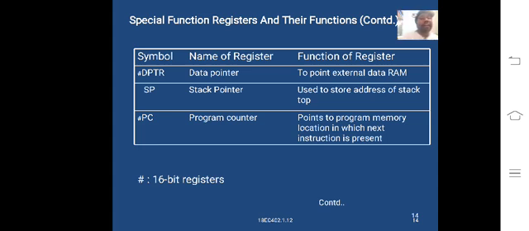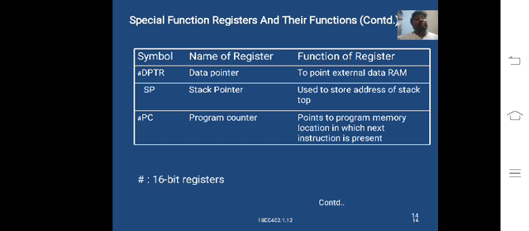The name of the DPTR register is data pointer. The function of the register is to point to the external data RAM, used as a data pointer. And the stack pointer is used to store the address of the stack top.